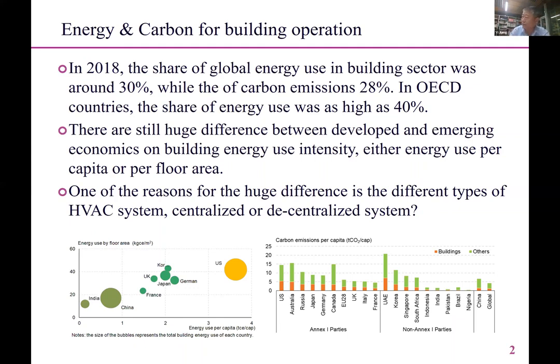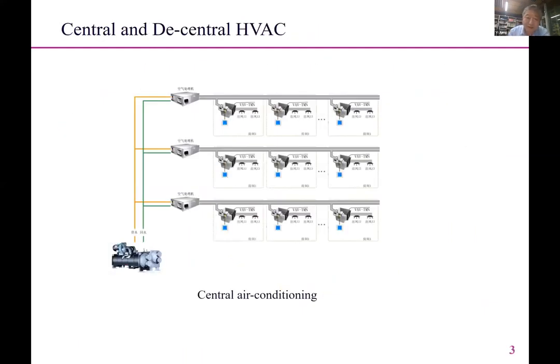So then we go to today's topic, the centralized system or decentralized, which one is better in terms of energy used, and what's different? The centralized system is like this: you have the central chiller, then chilled water distribution delivers the chilled water to each air handling unit, where you make cold air to go to the VAV box, and then they deliver the cold air to each space. That's the central air conditioning system. Decentralized means every room may have its own split unit, with an indoor unit and an outdoor unit, and they can operate independently.